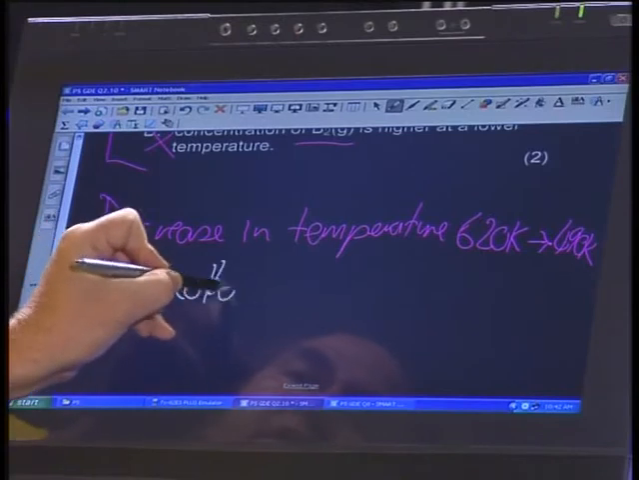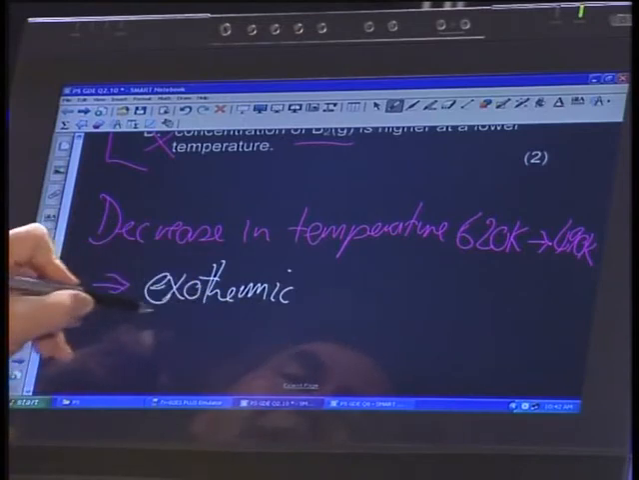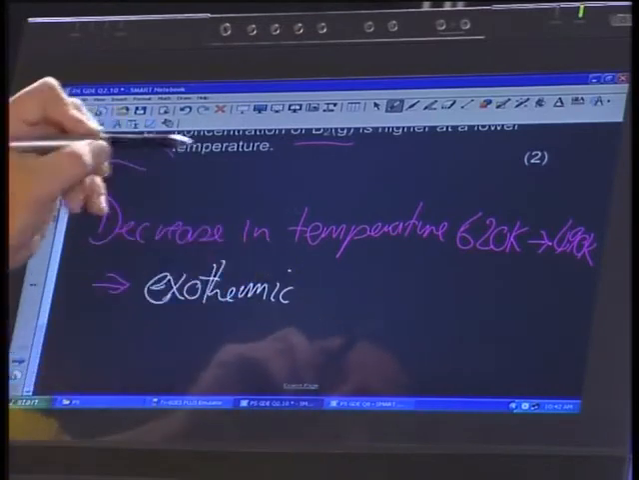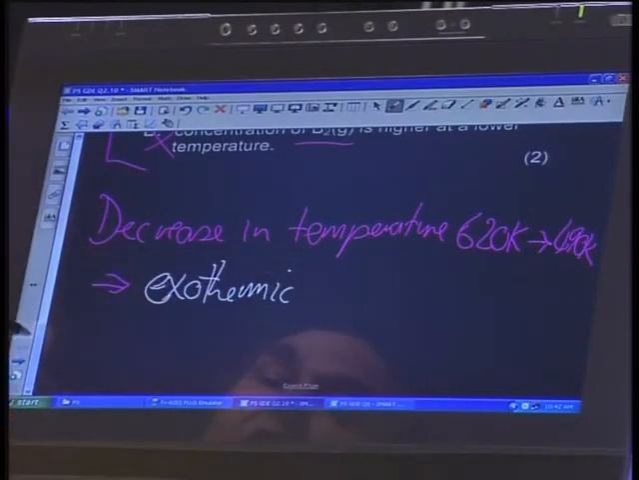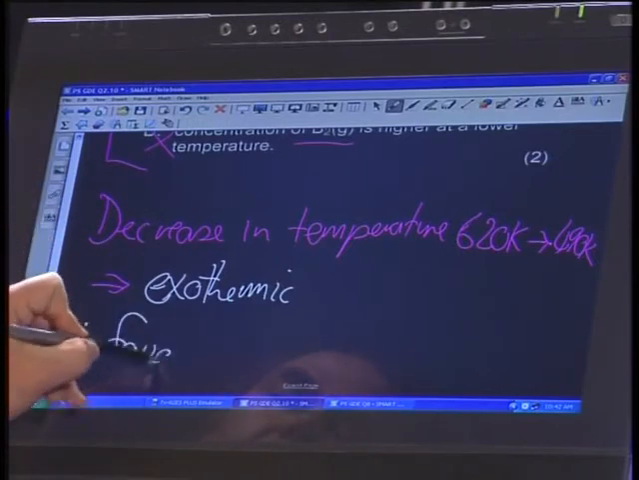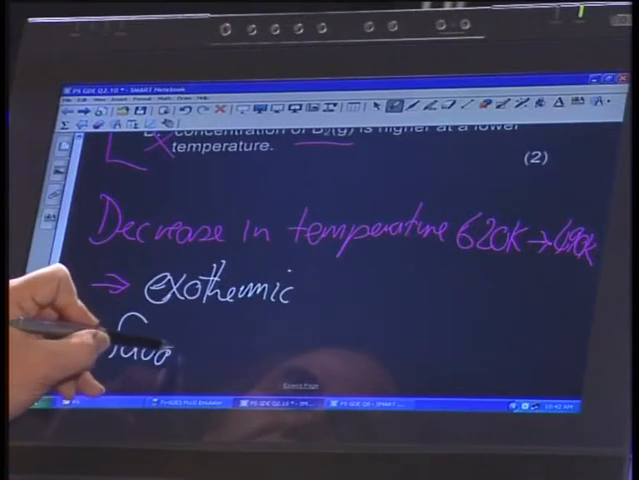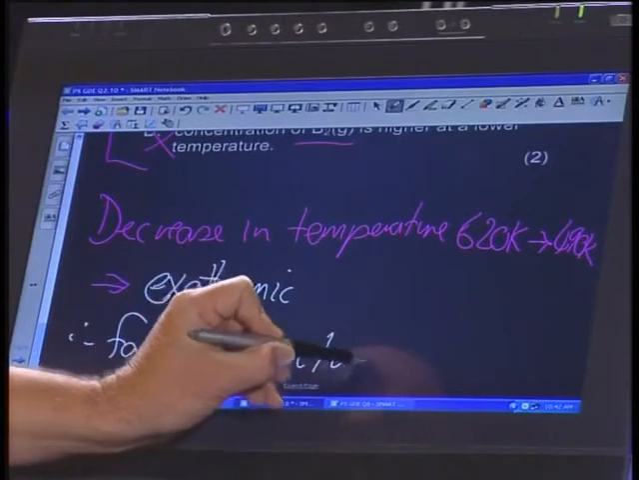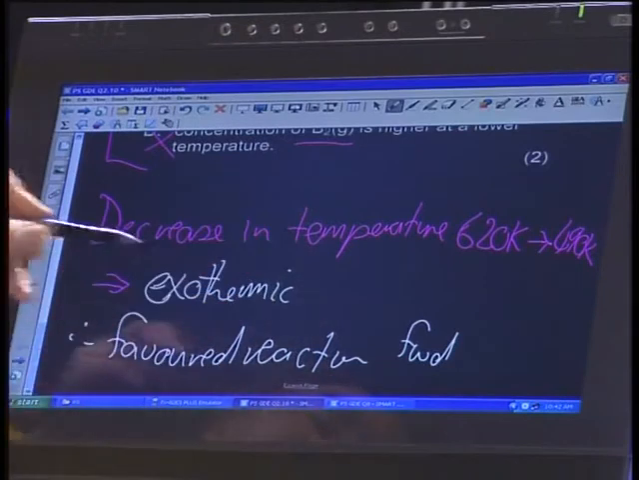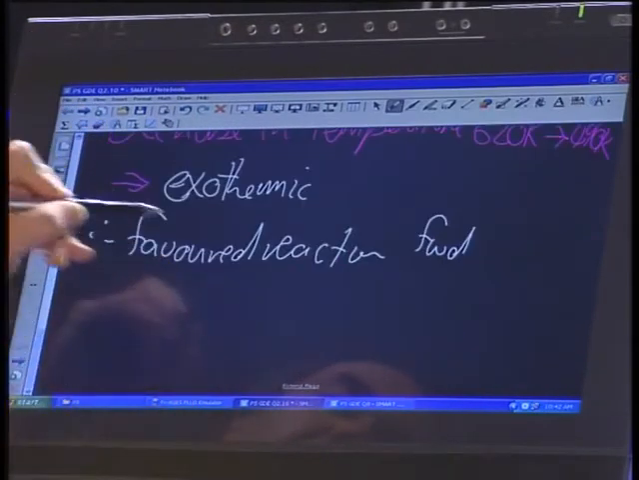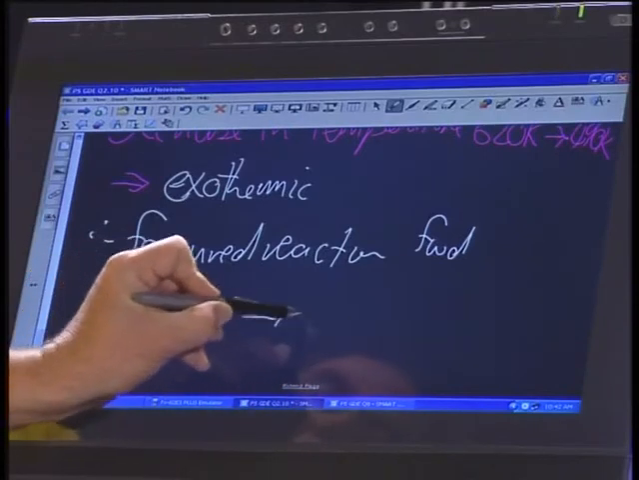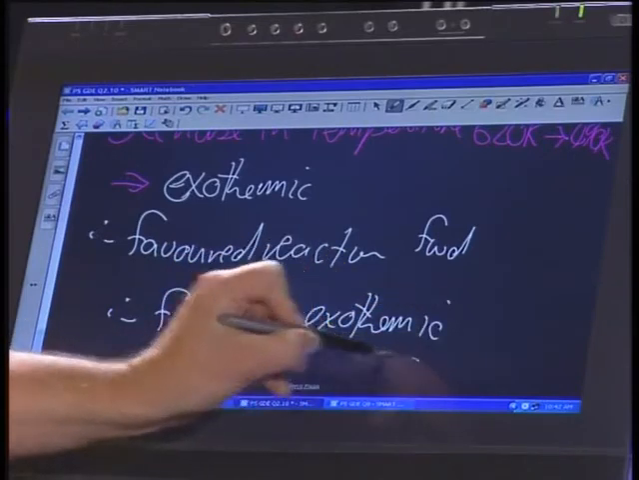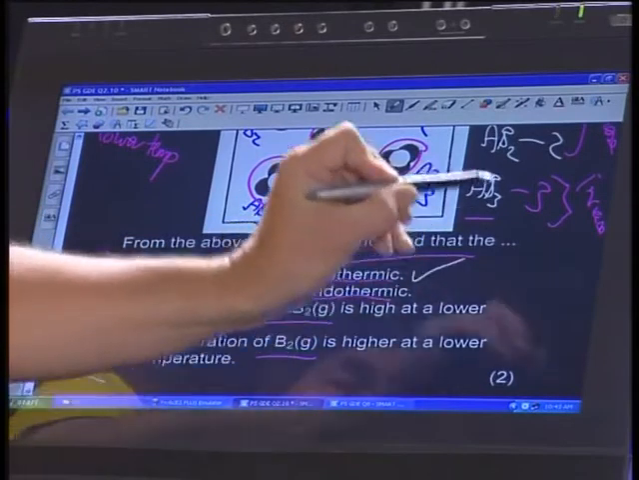So a decrease in temperature always favors the exothermic reaction. You try and decrease the temperature, it will try and make more heat. So if you take away heat, it will try and make heat. So it will favor the exothermic reaction if you decrease the temperature. And in this case, we've worked out that the forward reaction was favored. So if the forward reaction was favored, we recognize that this is what the system was doing. It was trying to favor the exothermic reaction. So therefore, we can say the forward reaction is exothermic. Right. So which answer was that? Forward reaction is exothermic. The answer is A.